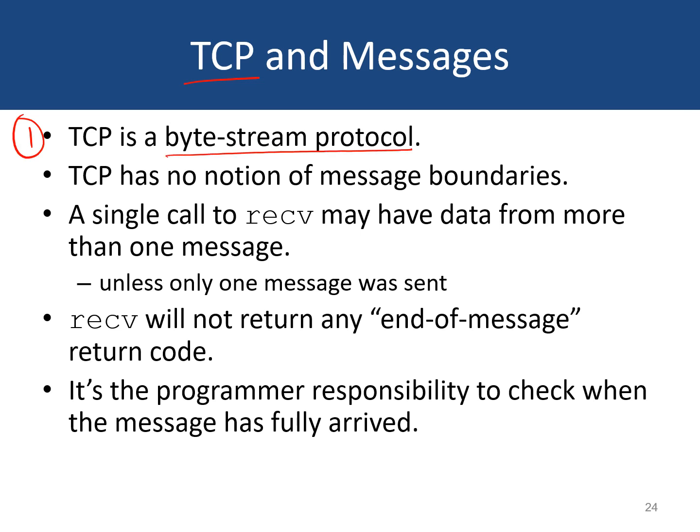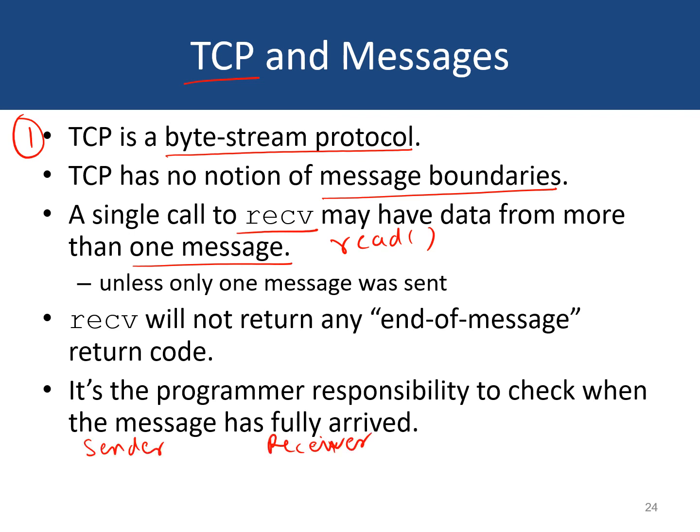What that means is the TCP protocol views messages as a stream of bytes. There is no notion of message boundaries in TCP. And therefore, it is possible that just a single call to the receive function or to the read function on the socket may retrieve data from more than one message, unless only one message was sent by the sender.